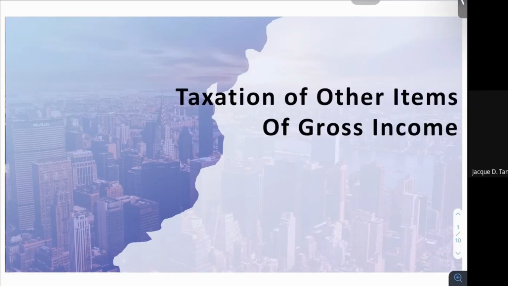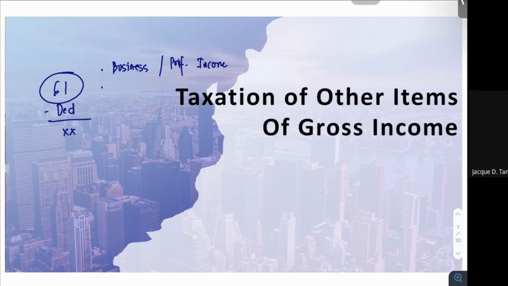For this session, we will talk about the taxation of other items of your gross income. If you still remember, we look into your gross income, and based on your gross income, we look into the taxability of those items. Some items of your income have a deduction, some don't. We are already done with the major items of your gross income, such as the taxation of your business or professional income.